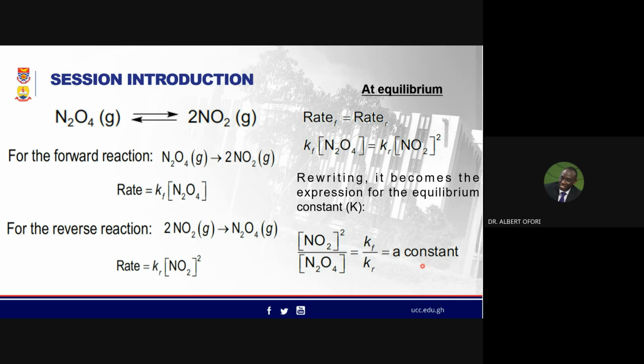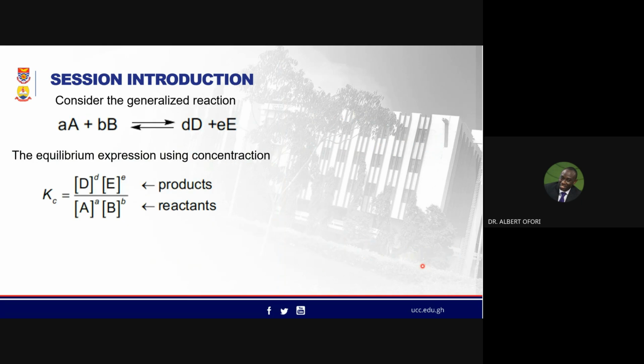Okay. Now we can write a general form for this kind of system. So assuming I have a generalized form, a reactant A.